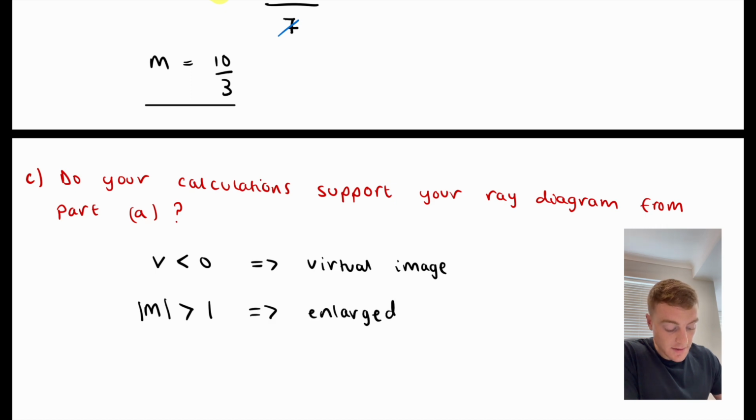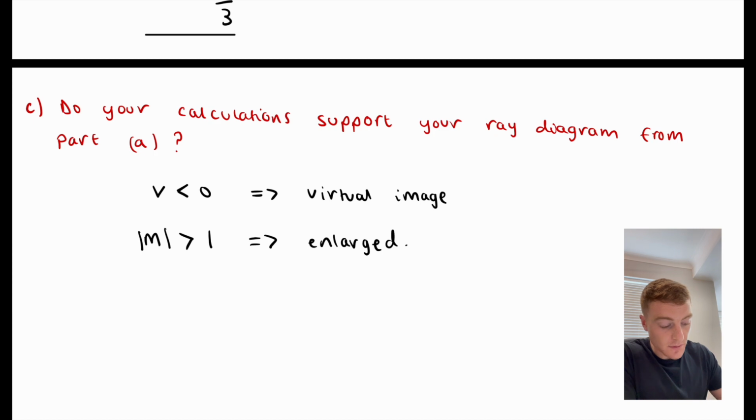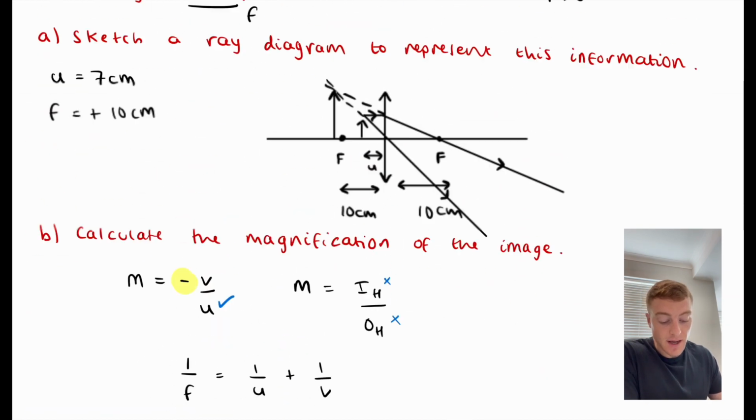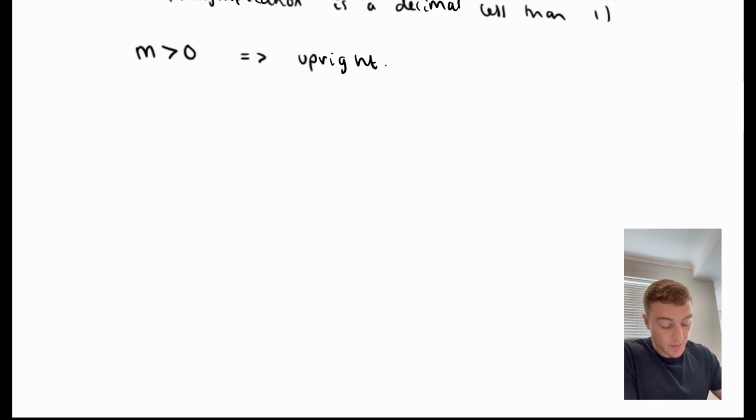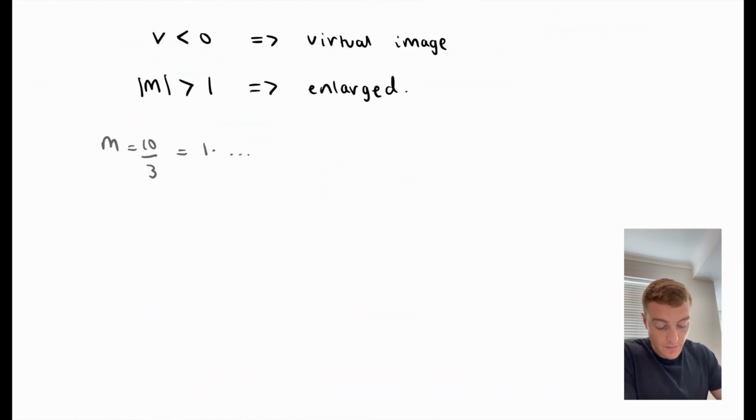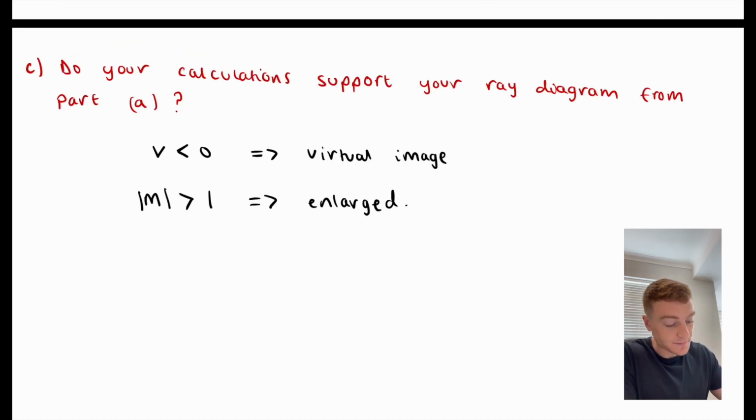So what I mean by this is that in this example, M is equal to 10/3, which is equal to a decimal bigger than 1. So it's 1 point something. Previously, magnification was equal to a decimal less than 1. What was it? 0.3. So if you times something by 1 point something, it's going to get larger. If you times it by something less than 1, it's going to get smaller. So that tells me it's enlarged.